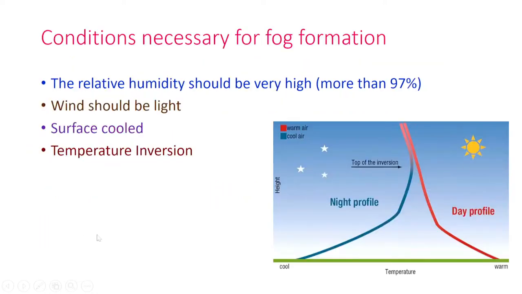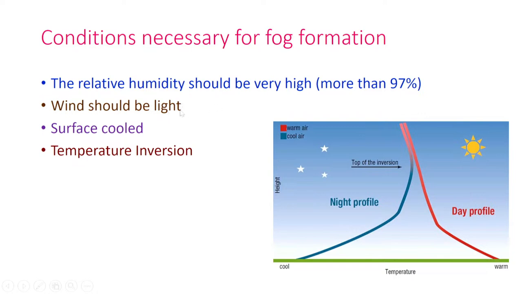So what are the conditions necessary for the fog formation? There are four major conditions necessary for the fog formation. Of course, relative humidity should be very high. Surface should be cooled. Temperature inversion should be there, which we have already discussed. And wind should also be light, meaning that the low wind should be there.